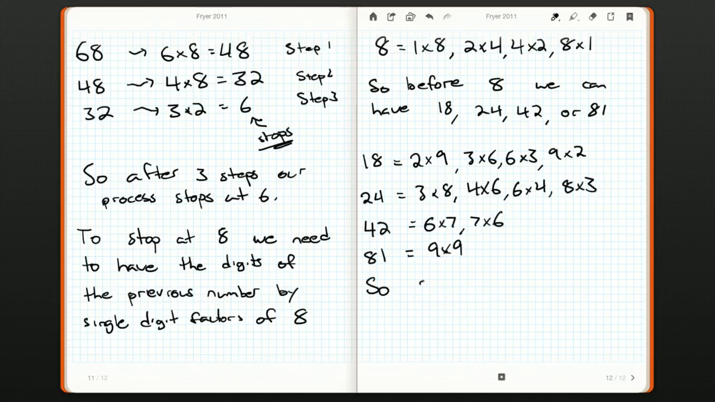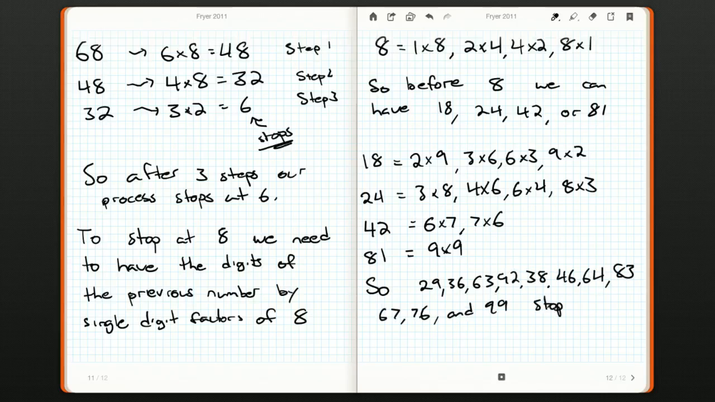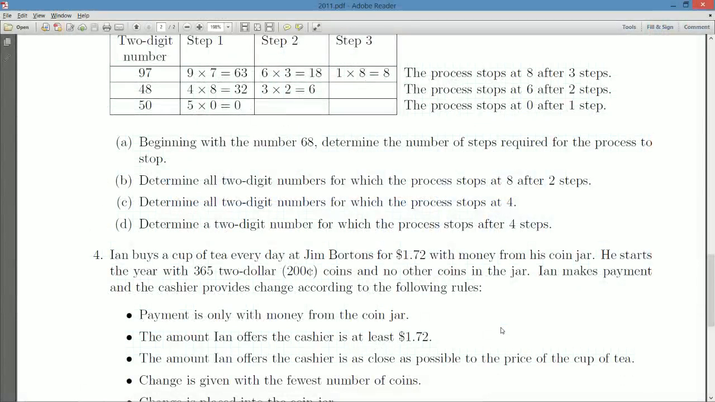So that tells us that 29, 36, 63, 92, 38, 46, 64. One thing we can notice is that order of the digits doesn't really matter. 83, 67, 76, and 99. Stop at 8 after 2 steps. 1, 2, 3, 4, 5, 6, 7, 8, 9, 10, 11. Alright, so 11 numbers. We were asked to determine all 2-digit numbers which stop at the process, so we have 11 of them, and we've listed them out.